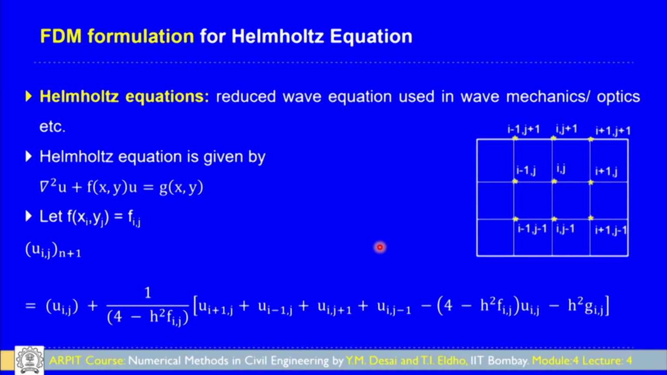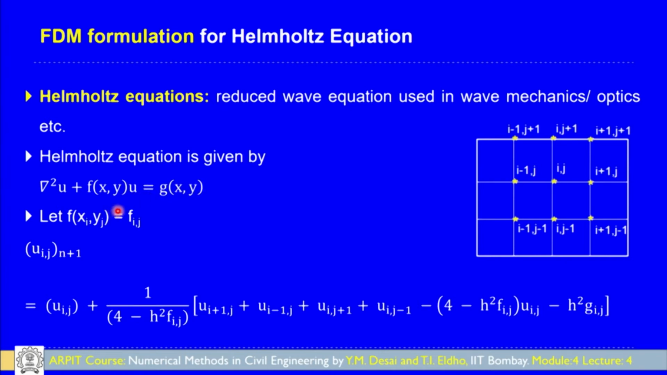Now we will consider another equation called the Helmholtz equation. The Helmholtz equation is also a very commonly used equation. It is actually the reduced wave equation used in wave mechanics, optics, etc. The standard form of the equation is given here: del square u plus f x y into u, again the multiplication of the field variable or dependent variable, is equal to g x y.